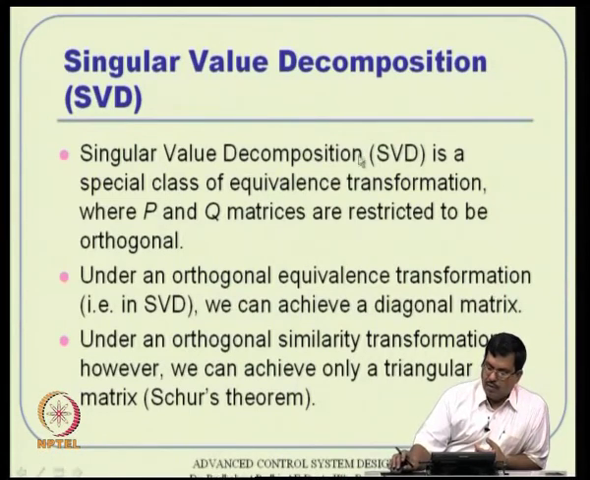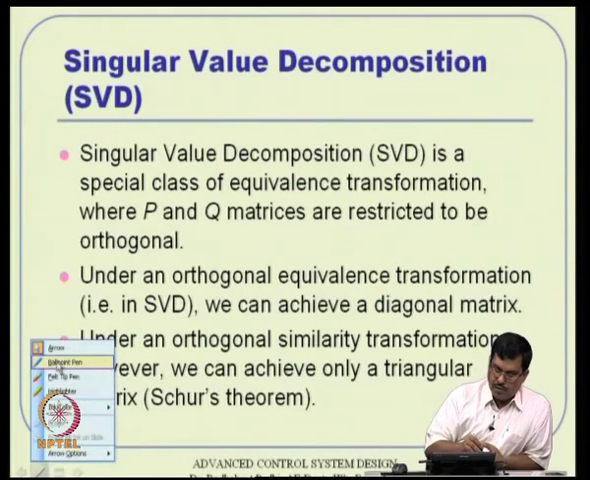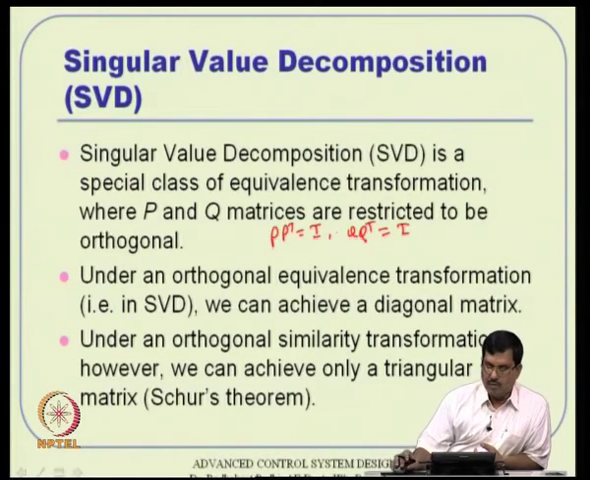So, what is it actually? The singular value decomposition is a special class of equivalence transformation where P and Q matrices are restricted to be orthogonal. That means P P transpose equal to identity and Q Q transpose equal to identity. You have to write P P transpose equal to I and Q Q transpose equal to I separately. I cannot make them equal to each other, because the dimensions of P and Q are not the same. So, the I matrix here and the I matrix there are of different dimensions. Individually they are okay, but I cannot equate them, just keep that in mind.